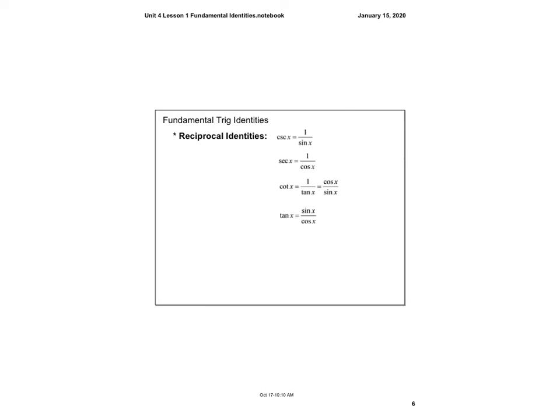All right, so there are some reciprocal identities. Cosecant is 1 over sine. Secant is 1 over cosine. Cotangent is 1 over tangent, which is the same thing as cosine over sine. And tangent is simply sine over cosine.